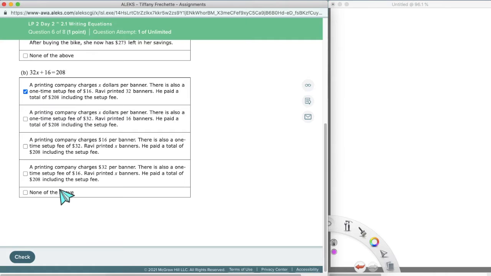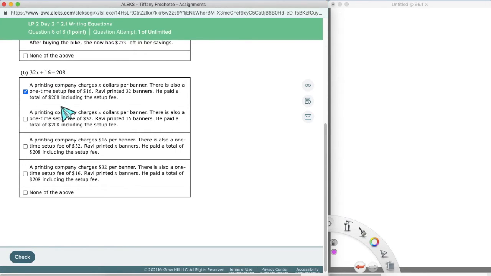A printing company charges X dollars per banner. There is also a one-time setup fee of $32. Oh, well, this wouldn't be a one-time setup fee if we're multiplying it by the number of banners, or dollars per banner. The one-time setup fee would have to be the addition here. So that one doesn't work.